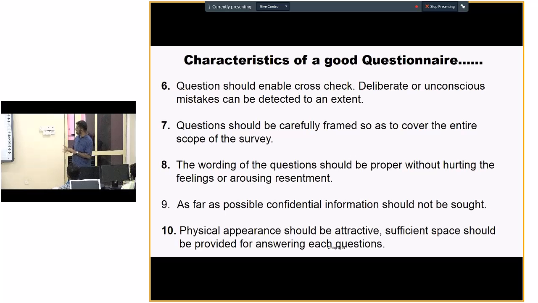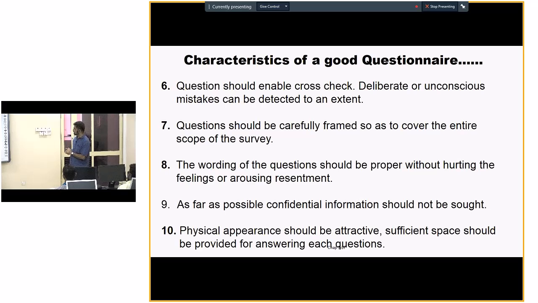As far as possible, confidential information should not be sought, right? If we need to take that confidential information, then we have to conduct focus group discussions or other methods, right? No need to include those types of questions in the questionnaire that they don't know, that they don't like to fill. That is the reason.